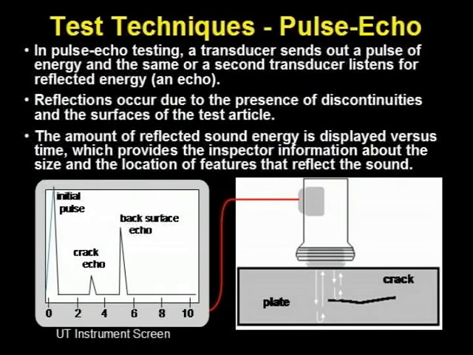Let's discuss these techniques in a little more detail. In the pulse echo technique, a transducer sends out a pulse of energy, and the same or a second transducer detects the reflected energy or echo. A series of pulses are generated and the amplitudes of the received echo signals are displayed on an oscilloscope type display. This type of display is referred to as an A scan.